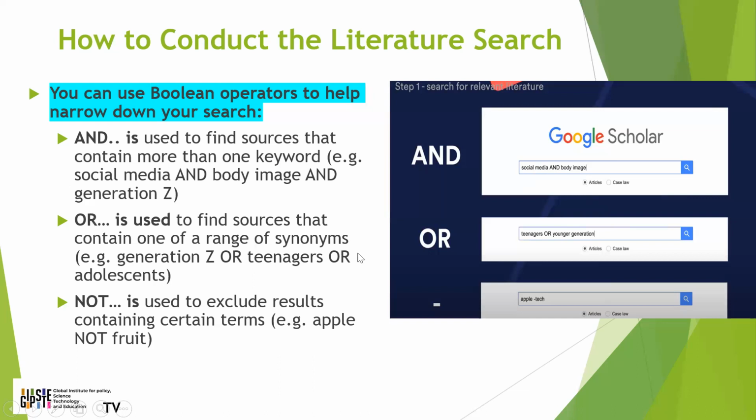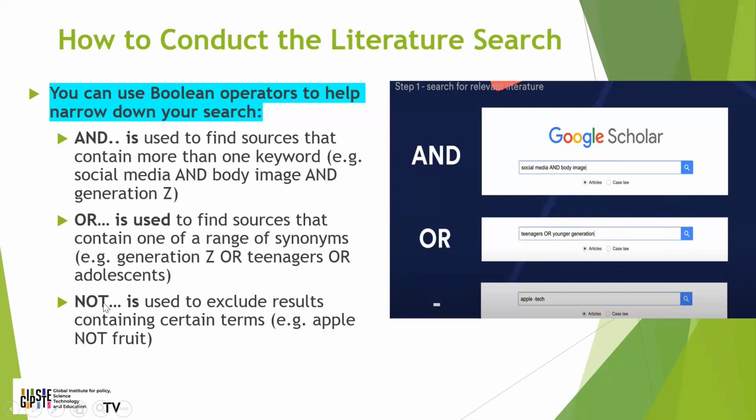And also, if you want to use the OR operator, you type in the keyword and its synonyms. So for instance, OR is used to find sources that contain one of a range of synonyms. For example, Generation Z or teenagers or adolescents. As you can see here, it has been typed in Google Scholar. And make sure you select articles.